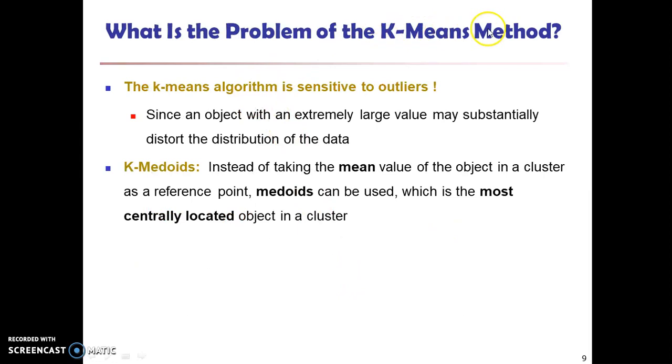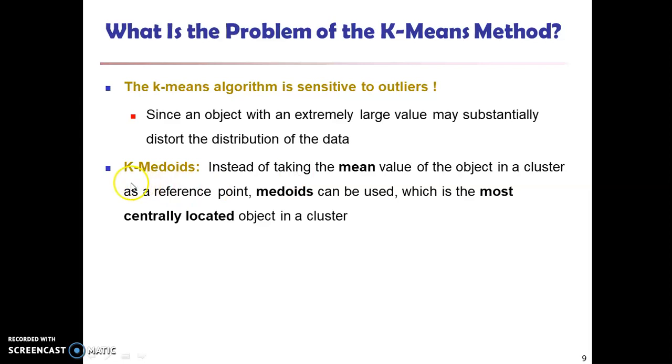What is the problem of the K-means method? The K-means algorithm is very sensitive to outliers, since an object with an extremely large value may substantially distort the distribution of the data. When you have a large volume of data points, there is a chance of having outliers also. If you are unable to identify the outlier properly, it will disturb the clusters.